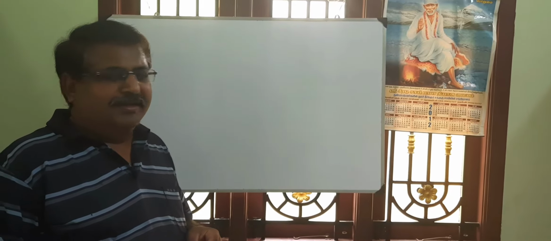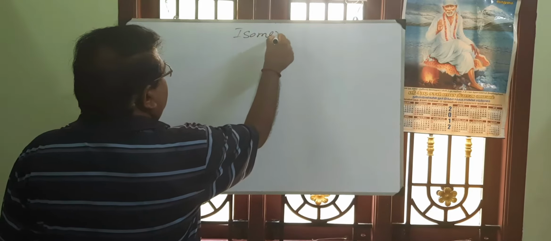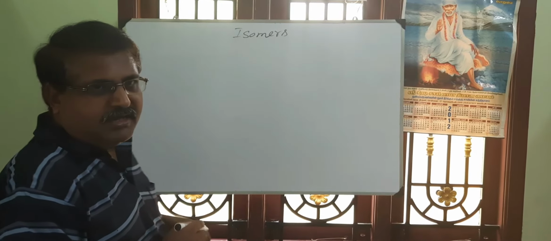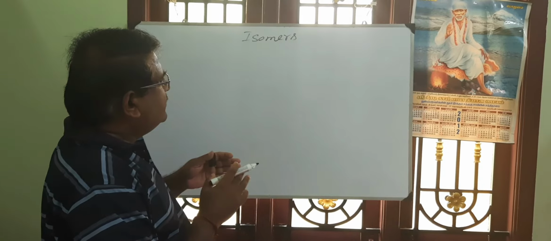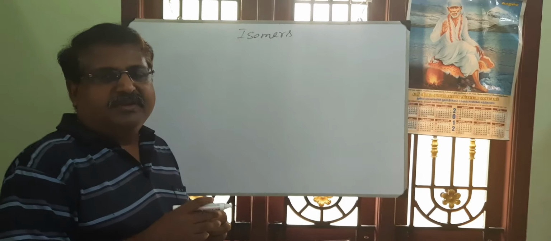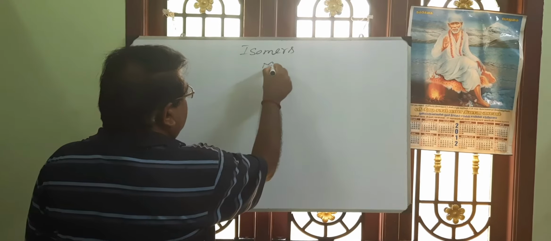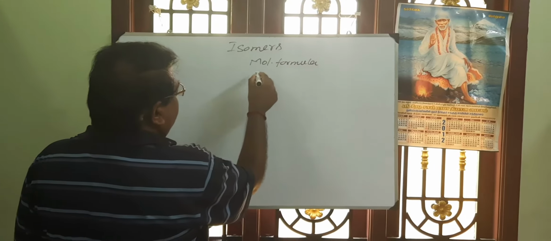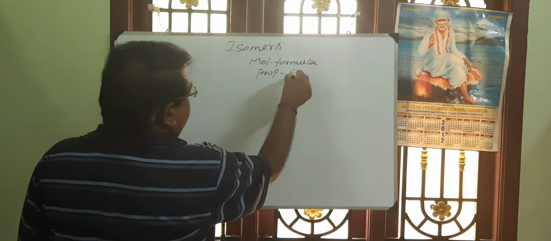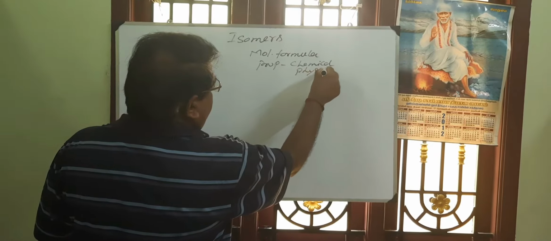Hi everyone. In this video, we will be discussing isomers. So what are isomers? Isomers are sets of chemical molecules having identical molecular formula but differing in their chemical and physical properties. So the molecular formula will be identical, and they differ in their chemical and physical properties.